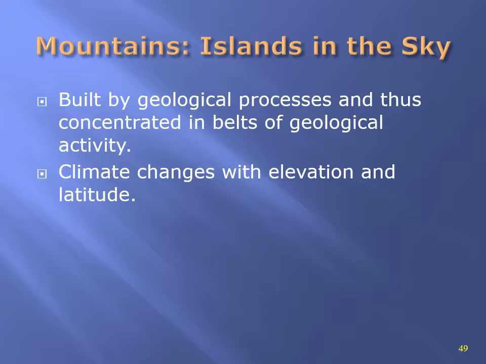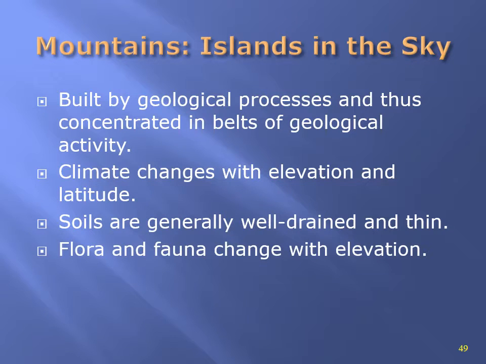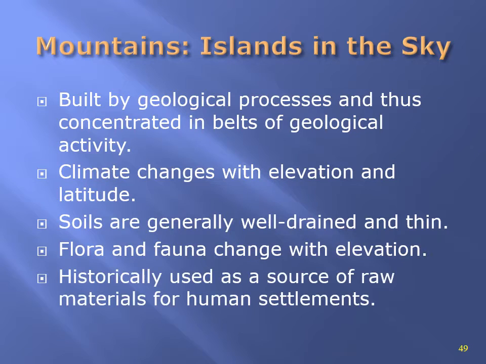Climate changes with the elevation and latitude. So as you go further north or south, or you go higher up in elevation, you'll get more of a colder type climate. Soils are generally well drained and thin. The flora and fauna, or plants and animals, change the higher up in elevation you go. So certain things are adapted to live at different elevations. Historically, mountains are used as a source of raw materials for human settlements, so like timber, for example.